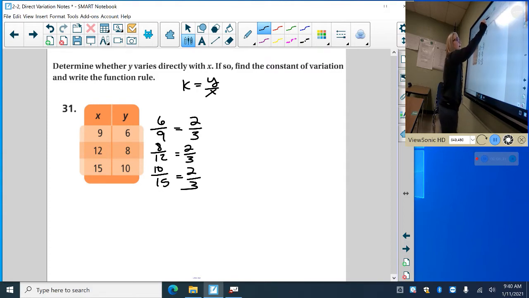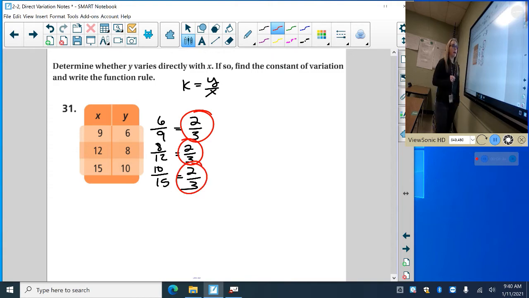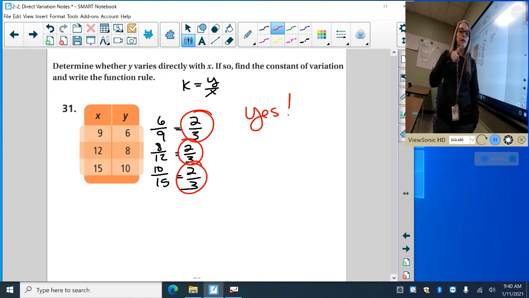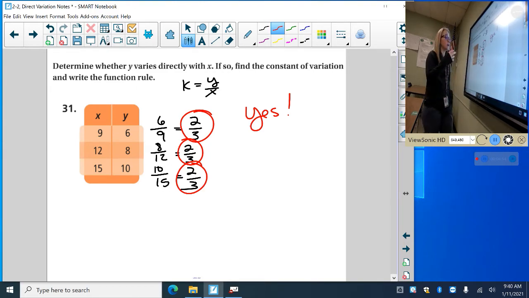Now, what do you notice about all of these k values? They're all the same. So what we can say is that, yes, this is a sample of direct variation. Okay, if we were to graph the points 9, 6, 12, 8, and 15, 10, we would get a line that goes through the origin and that has direct variation. So in that case, yes, it is.